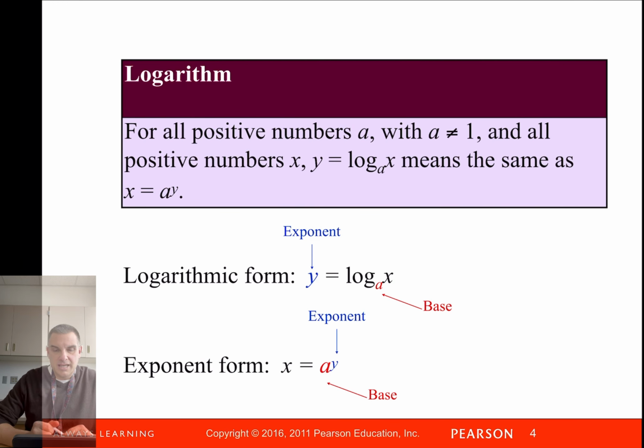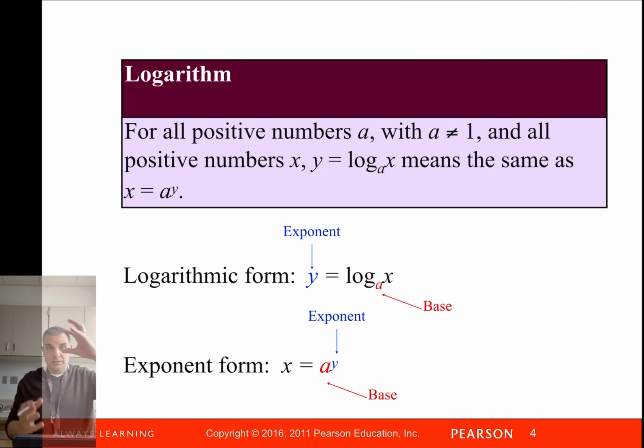For all positive numbers a with a not equal to 1 and all positive numbers x, y equal to log base a of x means the same as x equals a to the y power. So there's two different forms. There's what we call logarithmic form, there's what we call exponential form. Logarithmic form is anything that has the word log in it. So y equals log base a of x. That's a logarithm. Exponential form is x is equal to a to the y power.